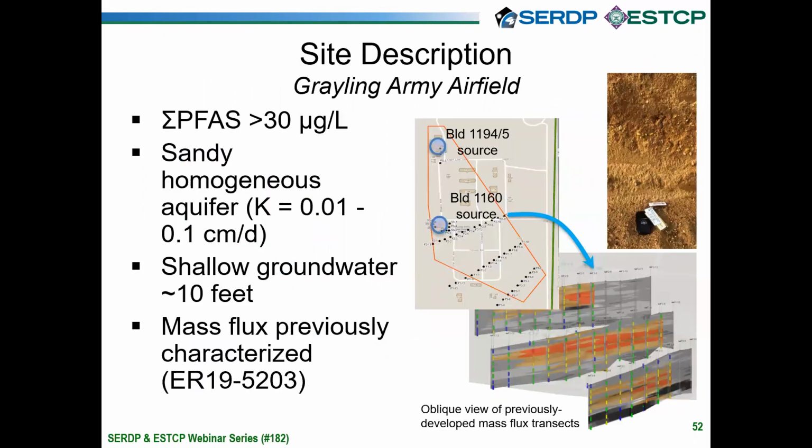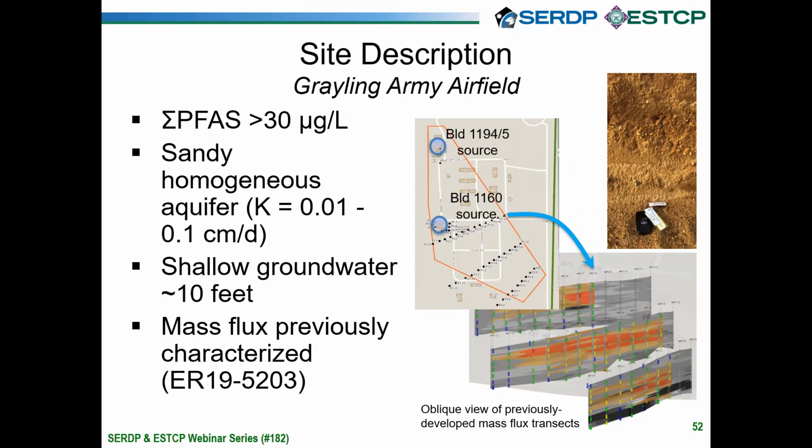The field site where we deployed this technology and demonstrated it was at the Grayling Army Airfield in northern Michigan. At this site, total PFAS concentrations in groundwater immediately downgradient of the source area exceed 30 micrograms per liter. The site is sandy and quite homogeneous, with hydraulic conductivity of most samples falling in a relatively narrow range between 0.01 and 0.1 centimeters per second. I see a typo on the slide there. It should be centimeters per second, so this is a very permeable setting.